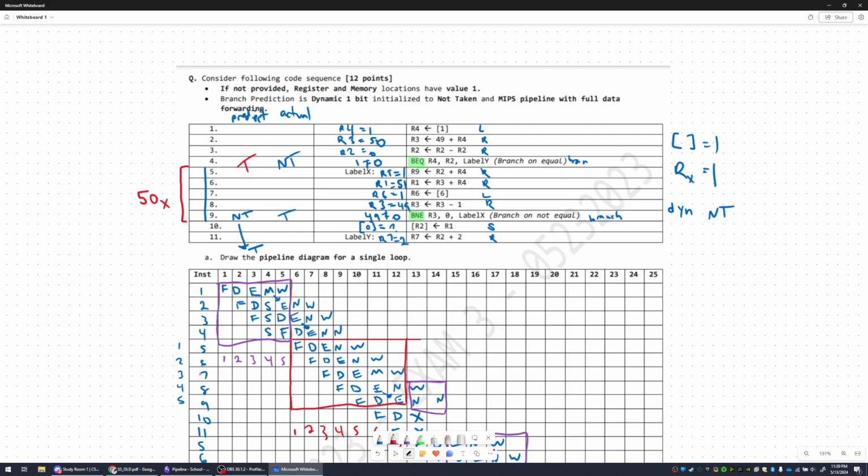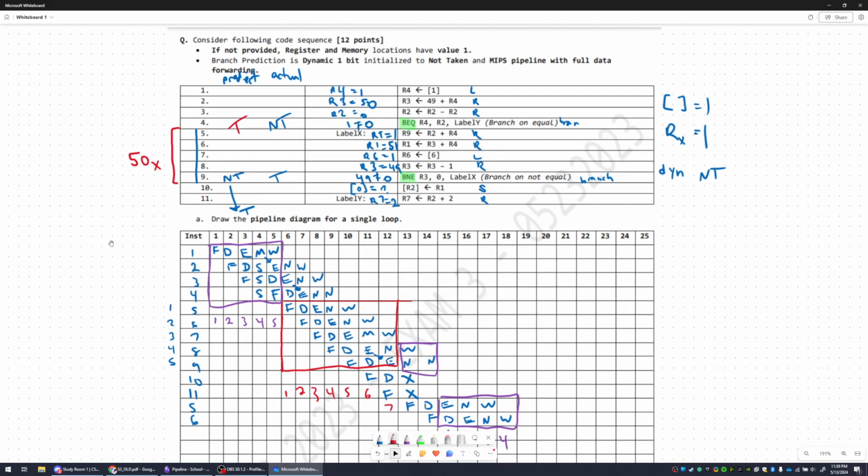Can we do taken? Oh my god, I'm gonna kill myself. Okay, sure. Let's see. Yeah, branch sucks. And he's definitely gonna test us on branch. That's the worst part.